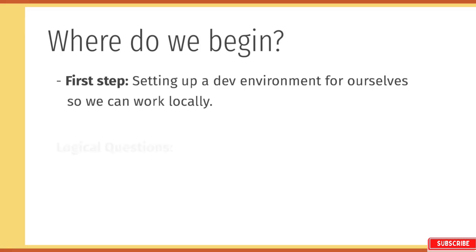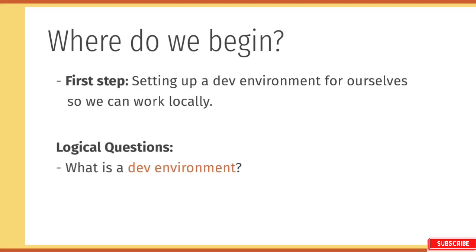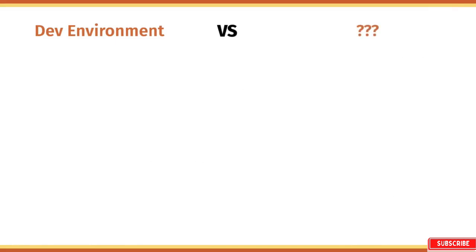In order to explain what that means, let's ask ourselves two new questions. What in the world is a dev environment? And what does working locally mean? Let's start with the dev environment. The best way to explain what it is, is to begin with its opposite. The opposite of a dev environment is your real website that the entire world can see.